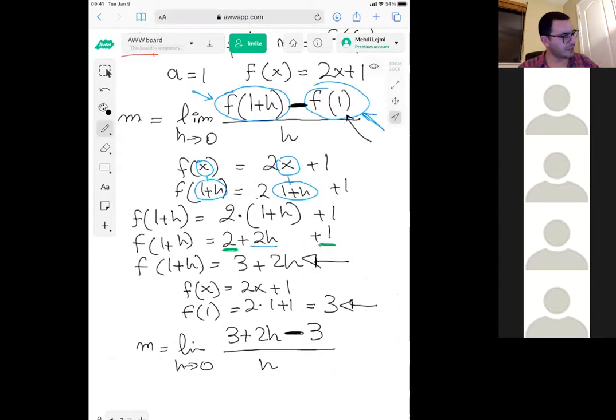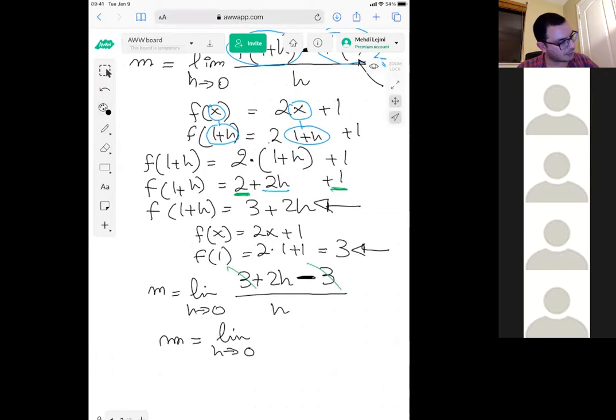All right, so then the 3 cancel out. So it's just 2h over h. So my m is limit h going to 0 of 2h over h. So h cancel out, right? So that'll be equal to 2. Okay. So my m exists, right? And actually it's equal to 2.